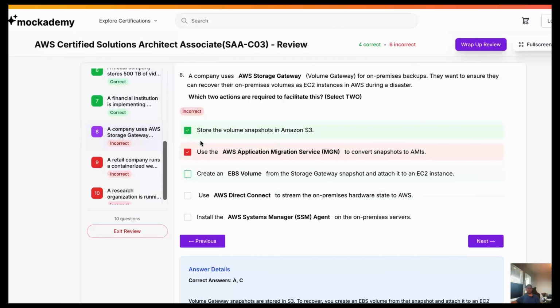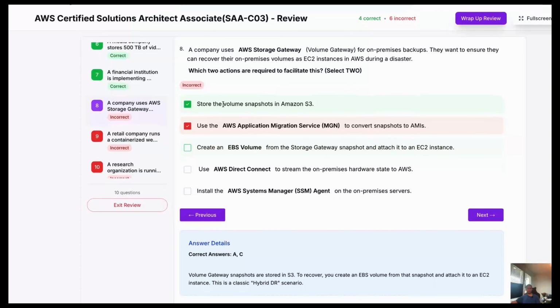Next wrong question is question number 8, which asks about AWS Storage Gateway. A company uses AWS Storage Gateway and it wants to back up data quickly during a disaster to an EC2 instance. How do we do that? So we have to store the data volume snapshots in S3 and use an EBS volume from the storage gateway snapshot and attach it to the EC2 instances.